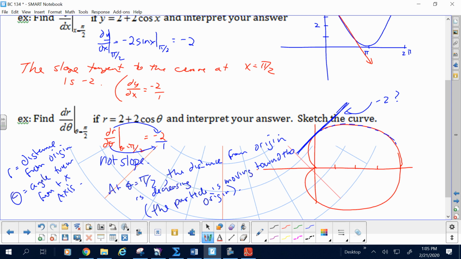Now here, you're going forward. And so a positive r with a negative dr d theta, it's kind of like that speed calculation. Do you agree? It depends on the interaction between the signs.